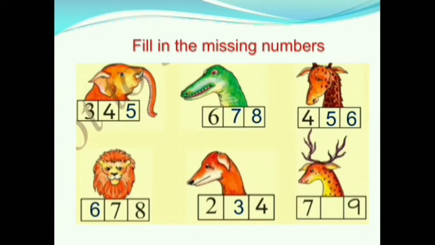Next we have a deer. The deer is holding 7 and 9. Which number comes between 7 and 9? It is 8. So we will write 8.